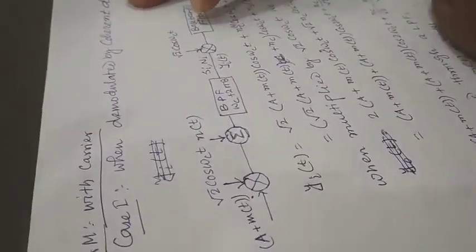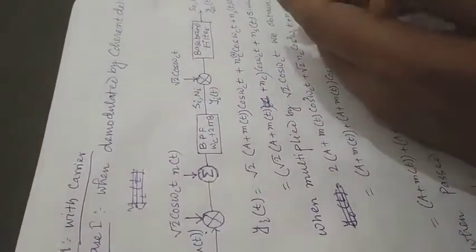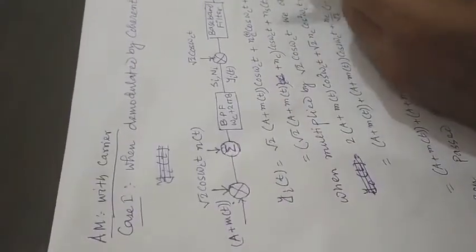Now we will discuss the effect of noise in the amplitude modulated signal when we are considering with carrier communication. There are two ways we will consider: when the AM signal has been demodulated by coherent detection or synchronous detection, and when the AM signal has been detected by an envelope detector. At first we will consider the method of coherent detection.